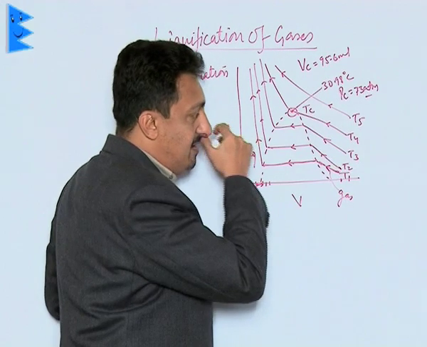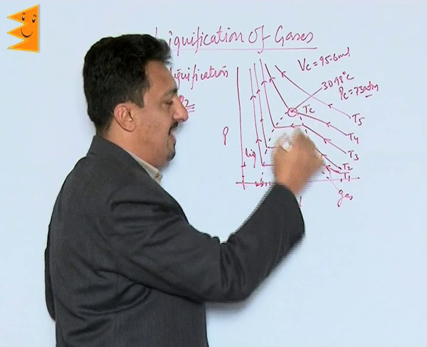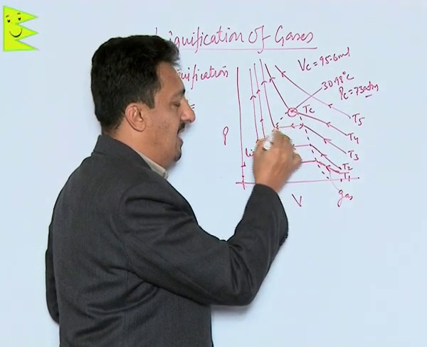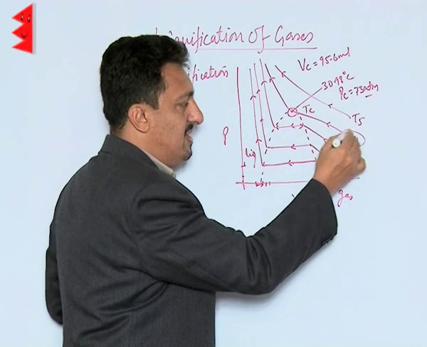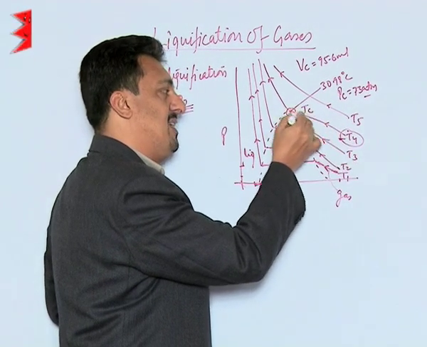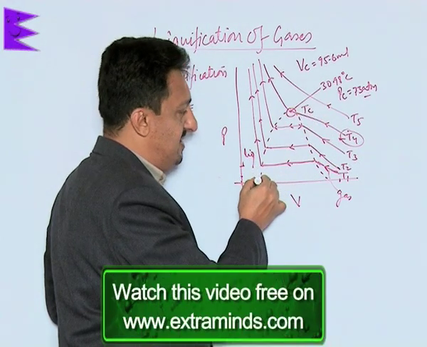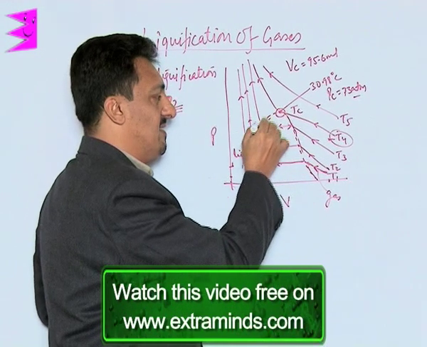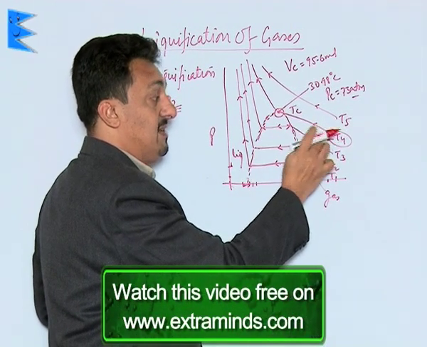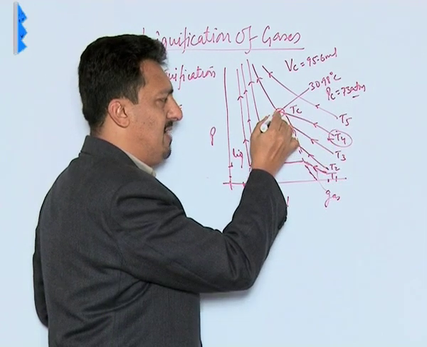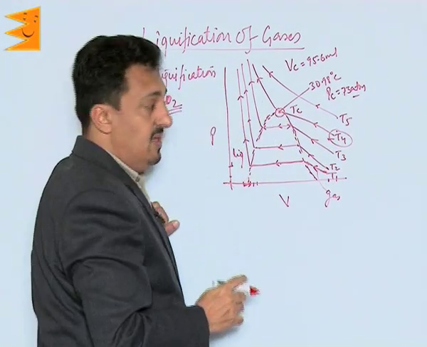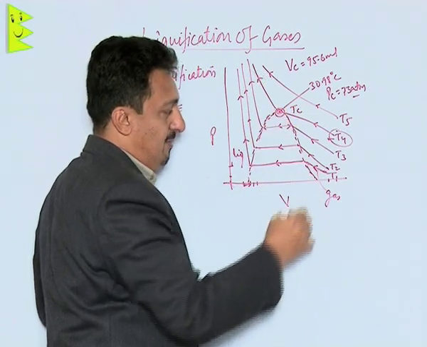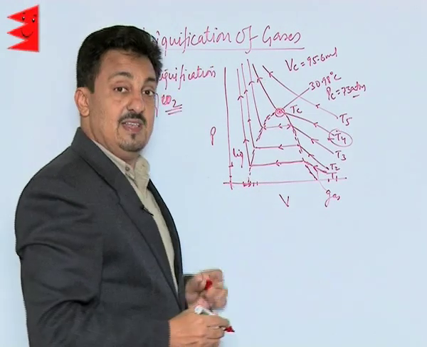If we keep on increasing the temperature and plotting these isotherms, we always get a smaller and smaller horizontal line, until a time comes, like at temperature T4, that if we join the ends of these horizontal lines, we get almost a parabolic path. The isotherm at temperature T4 has only a very small horizontal line, and after that it goes up. This point, which becomes the peak of this parabolic path, is called the critical temperature.